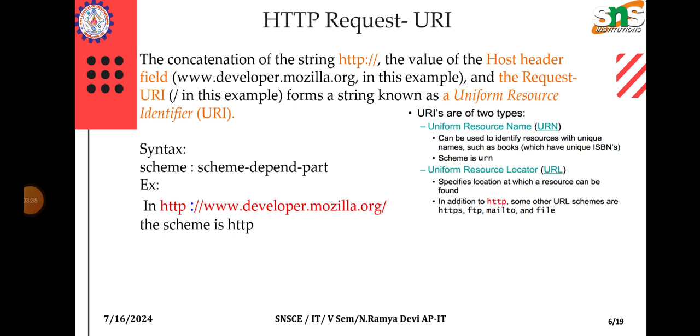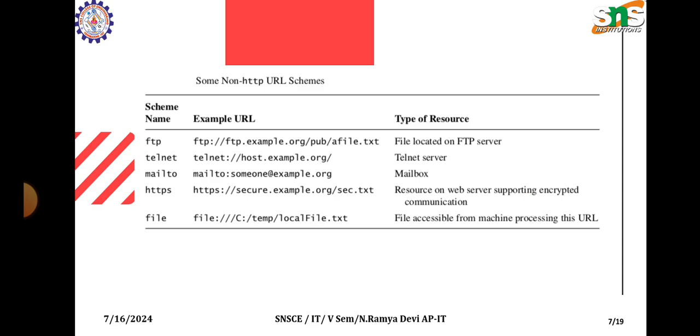The uniform resource name can be used to identify resources with unique names, such as books, which have a unique ISBN scheme. Next is the uniform resource locator, which specifies the location at which a resource can be found. In addition to HTTP, some other URL schemes are HTTPS, FTP, mailto and file. These are non-HTTP URL schemes like FTP, Telnet, mailto, HTTPS and file.